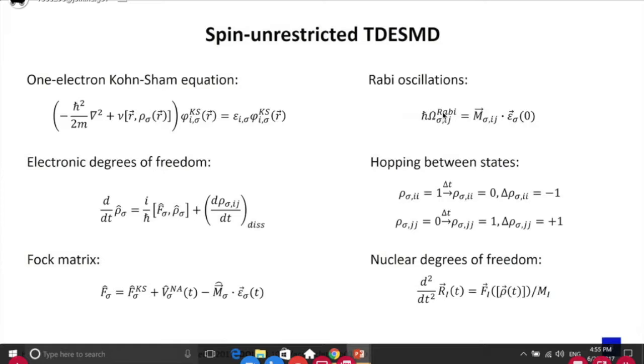With these equations, we can update the total electron density. With the new electron density, we can update the interatomic forces. And with the new forces, we can get the positions of ions. In such a way, the electronic degrees of freedom and the nuclear degrees of freedom are coupled.